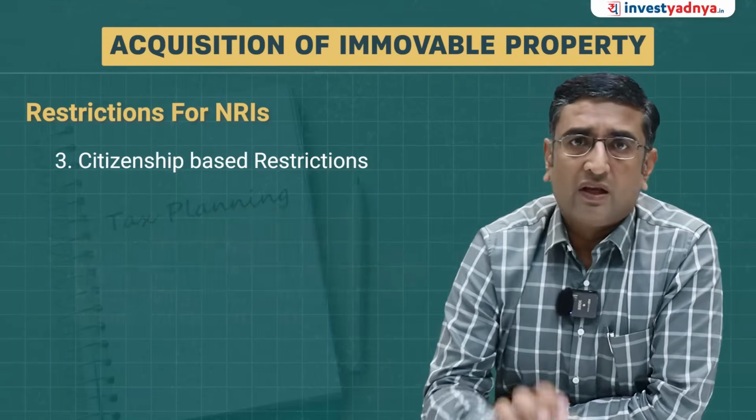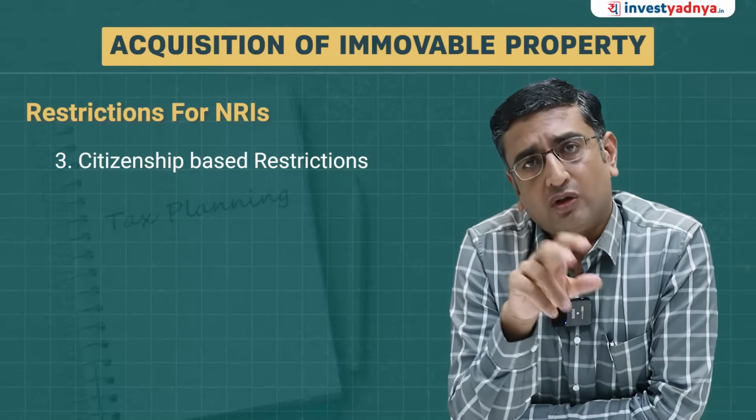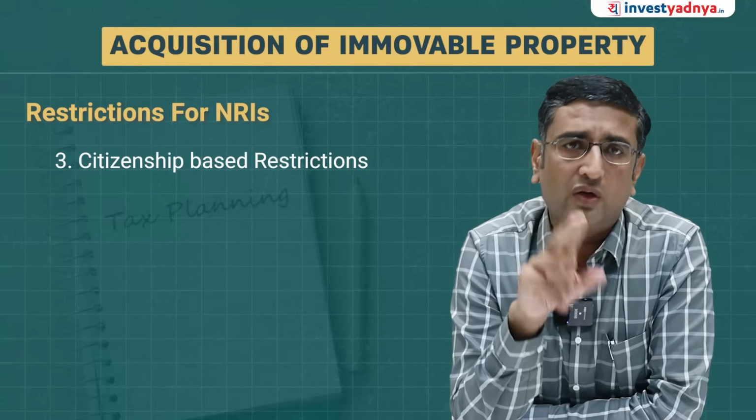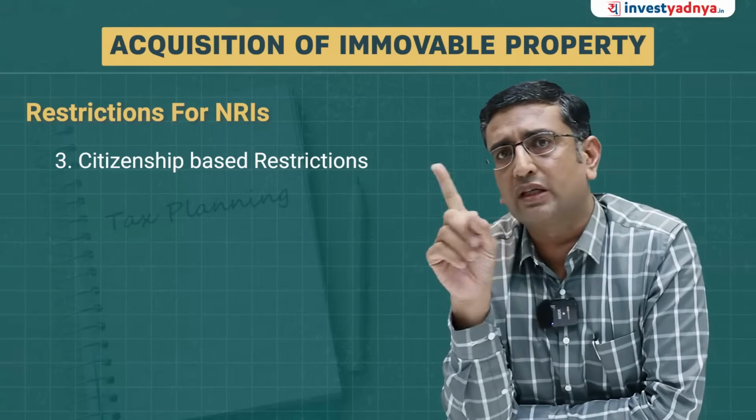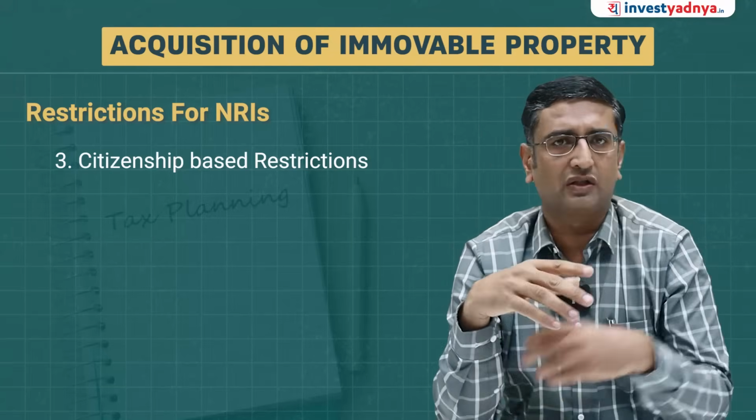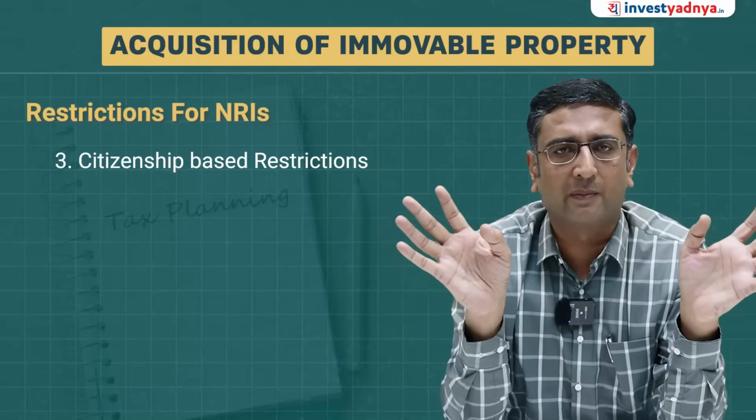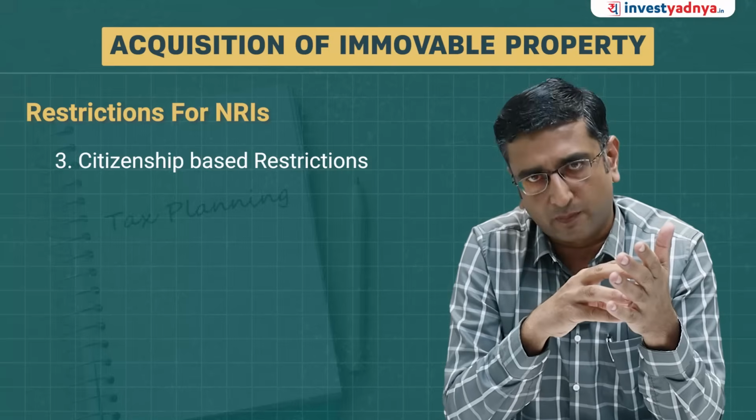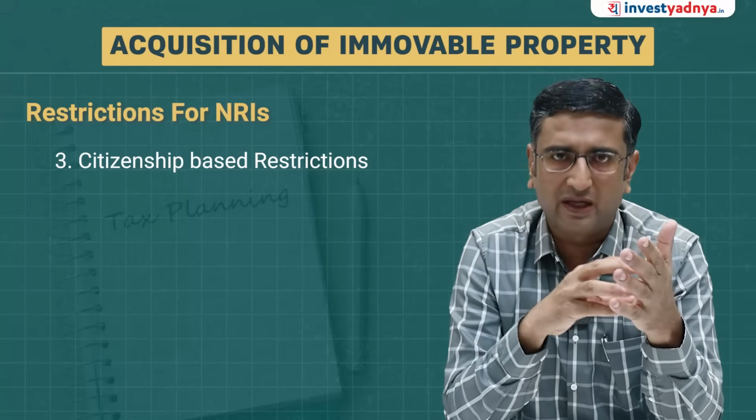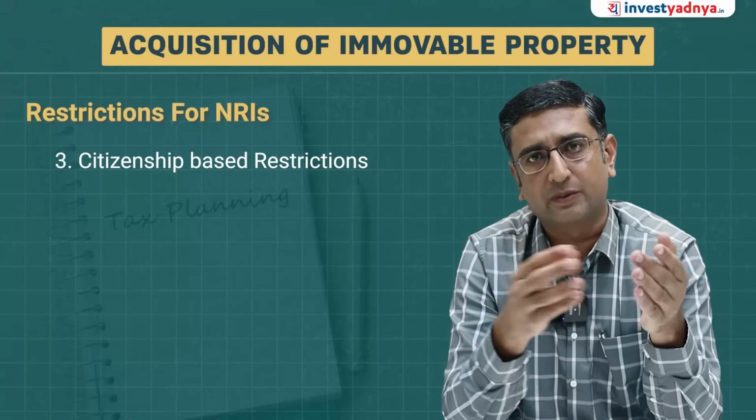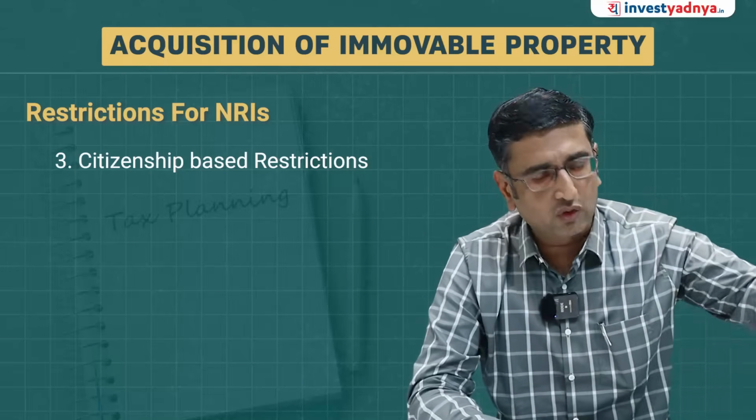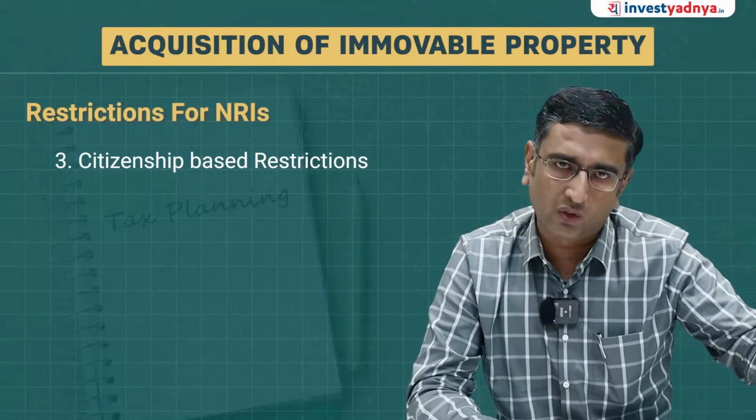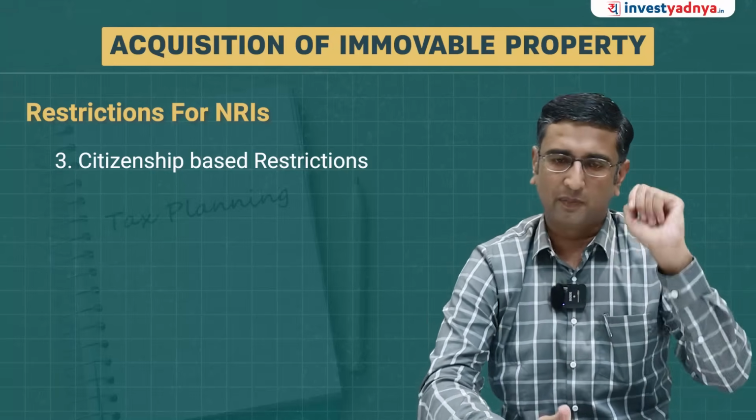But if they want to deal in immovable property in India, they have to take special permission. Not allowed means it is not completely banned from everything. It means you have to go to the RBI and take special approval from the Government of India or RBI. You have to go to them and take special approval saying that I want to buy this property, and if they allow it, then only are you allowed to buy that property.